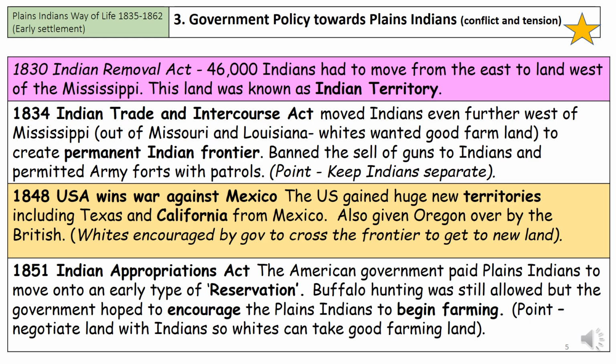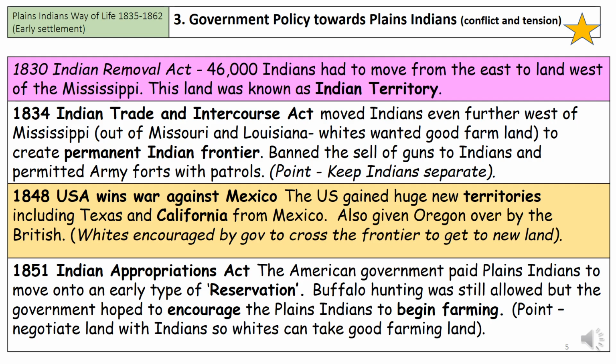The idea was that this would be Indian territory, they would never have to be moved again, and they would be left alone. So this was now Indian territory. The idea was that the whites and the Indians do not mix, they do not cross.